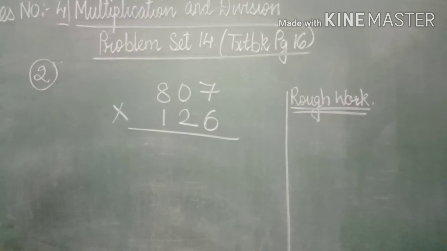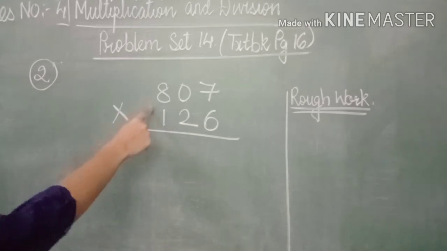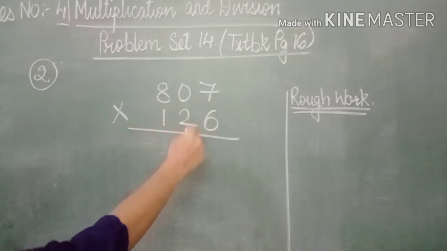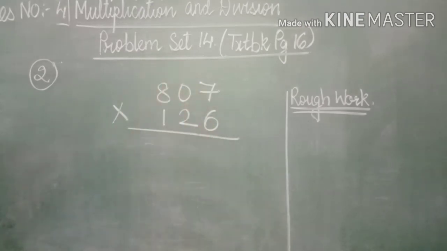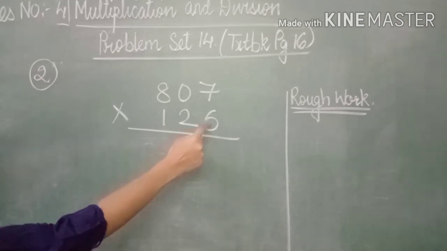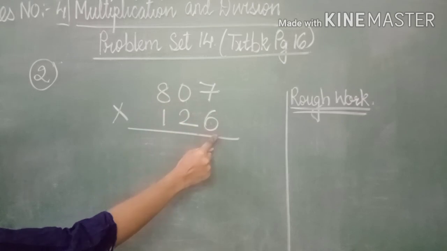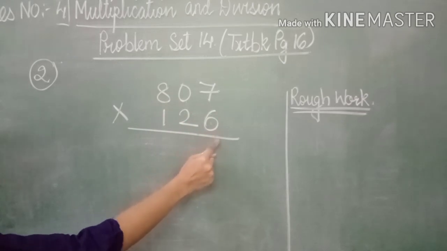Now students, as you can see, problem set number 14, second sum is 807 into 126. I have already written 807 into 126. This 126 is a 3-digit number. Now let's first calculate with 6: 6 sevens, 6 zeros, 6 eights. Why 6? Because this is coming in the units place.